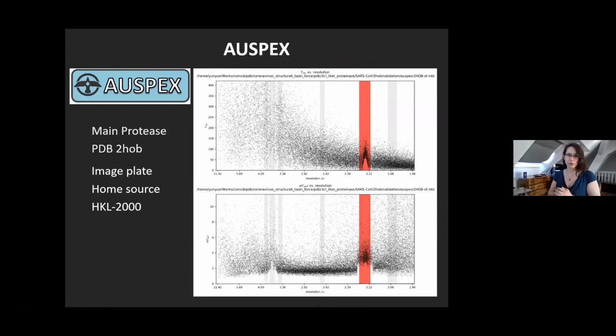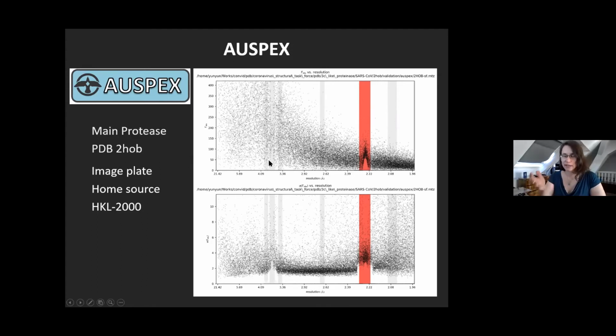The other thing we do is Auspex. Auspex is also available over a web server, Auspex.de. This is a structure of the main protease, and what it does is a plot, in this case, of F-obs, that is the diffraction amplitudes, versus the resolution. Each dot is one reflection that has been recorded. What you can see here is a spike in the distribution, and that stems from an ice ring. And if you look closely, there are more spikes here which haven't been flagged.